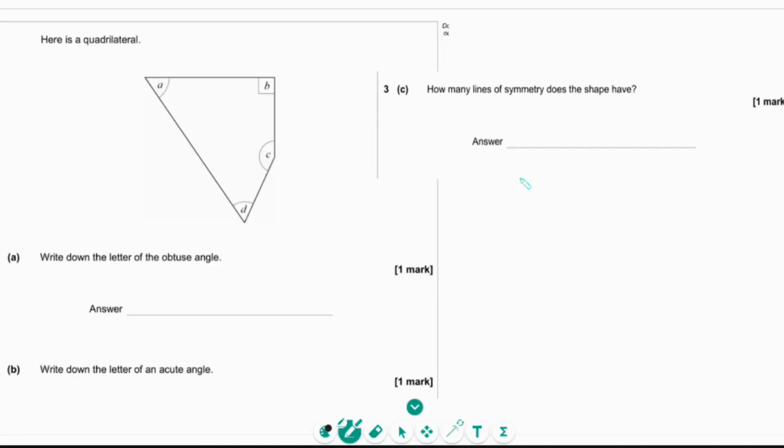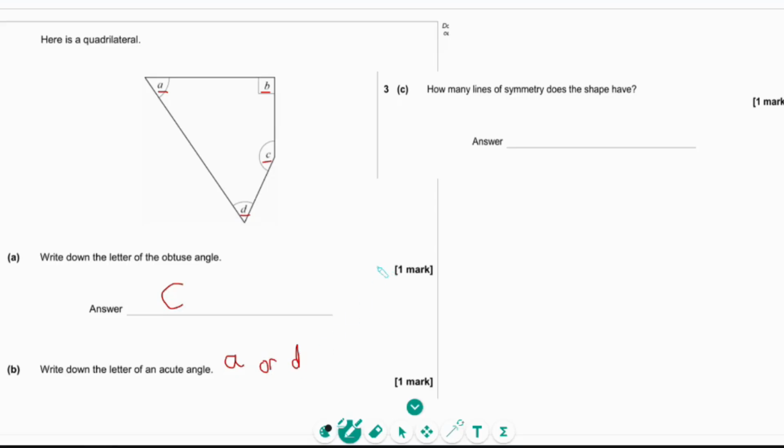Here is a quadrilateral. Write down the letter of the obtuse angle. So acute angles are less than 90 degrees. A is acute, B is a right angle, D is acute, C is obtuse because it is bigger than 90 degrees, smaller than 180. Write down the letter of an acute angle. You could either have A or D.